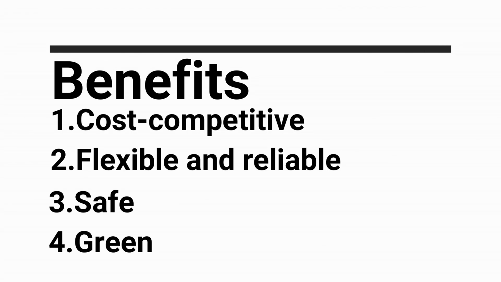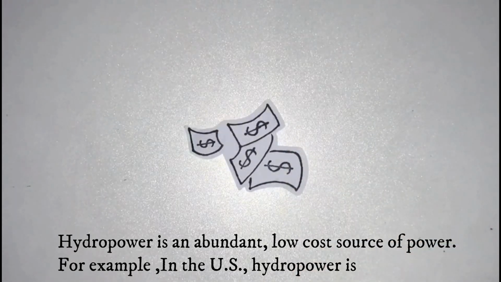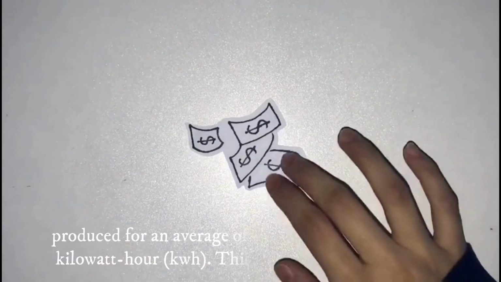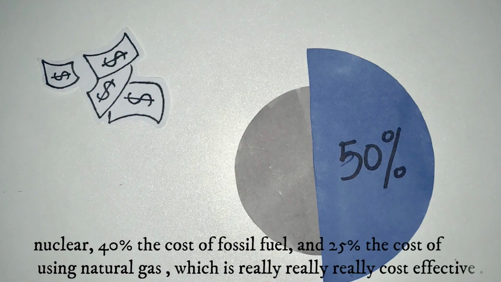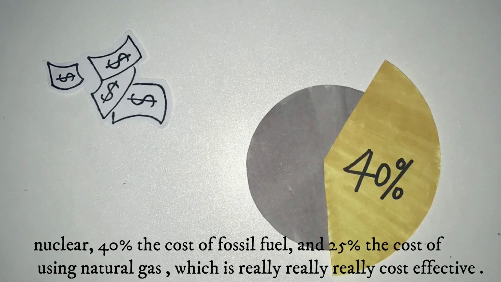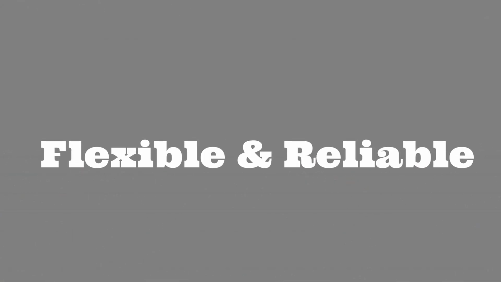Hydropower has several benefits. Hydropower is an abundant, low-cost source of power. For example, in the United States, hydropower is produced at an average of 0.85 cents per kilowatt-hour. This is about 50% the cost of nuclear, 40% the cost of fossil fuel, and 25% of the cost of using natural gas, which is really cost effective. It is also a flexible and reliable source of electricity compared to other renewable options, as it may be stored for use at a later time. Dam reservoirs can also help with flow control via a reliable water supply.